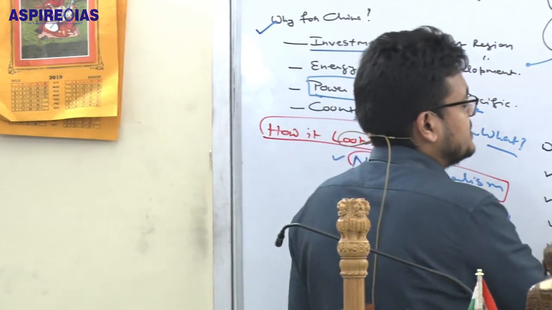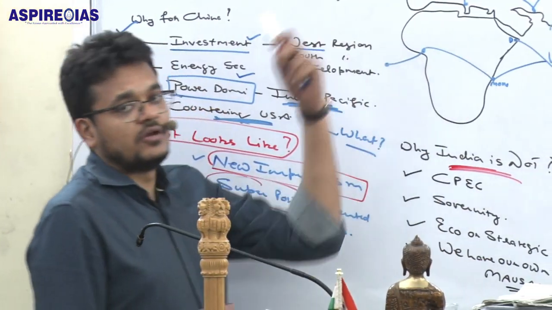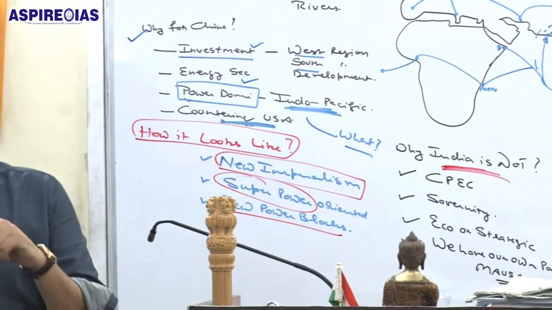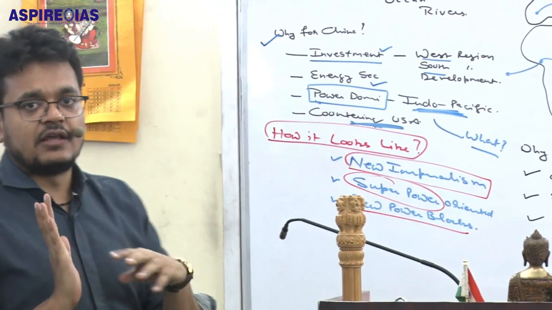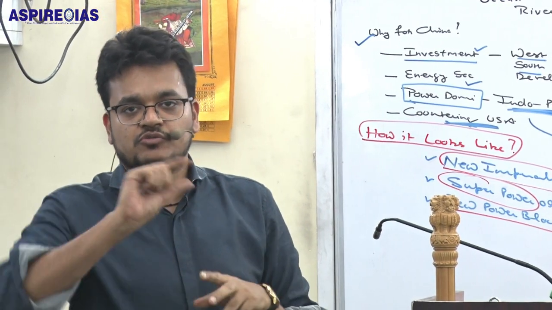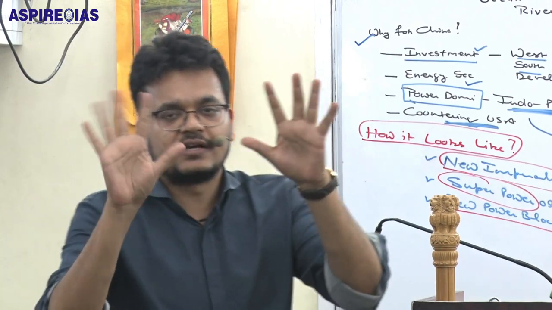Then why is India not a part of this OBUR? Still India is resisting. Now there are so many factors. Factor number one: CPEC, the China Pakistan Economic Corridor, which is moving through POK. India is not in a condition to digest that.